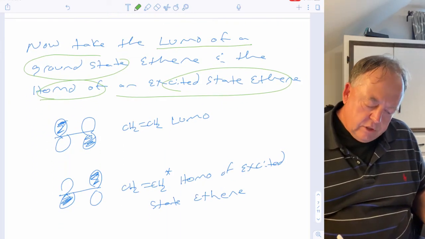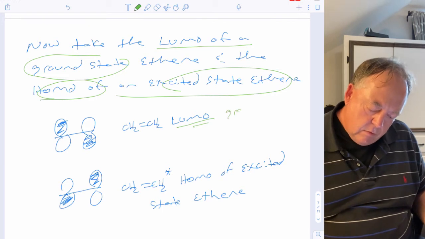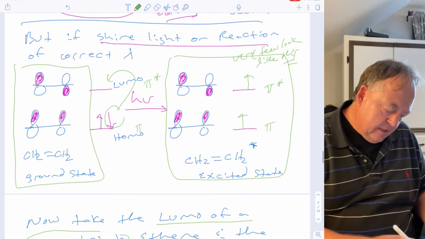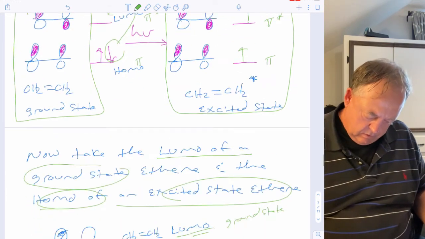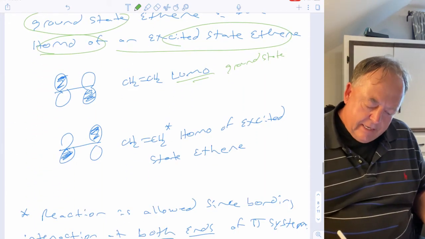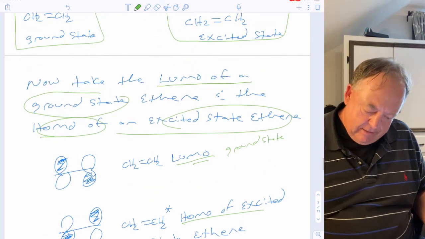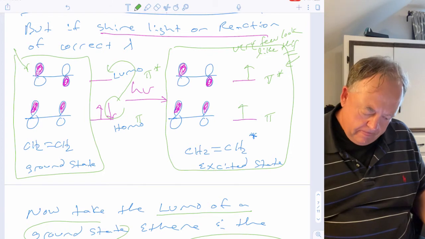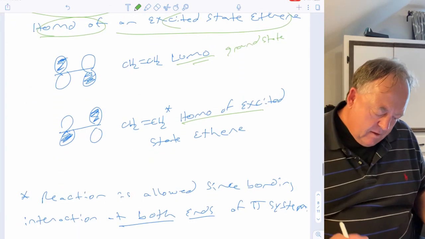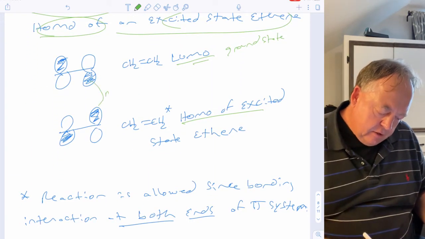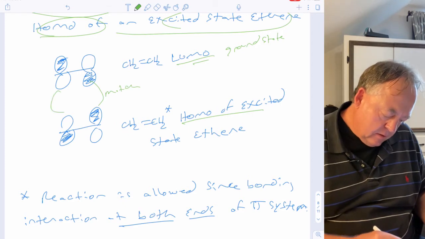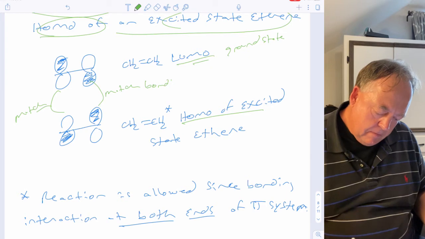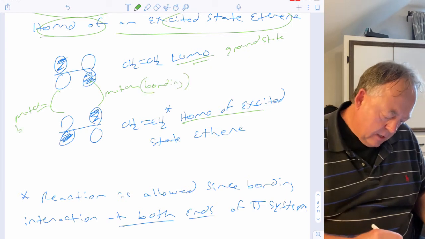So if we take the lowest unoccupied for the ground state, that would be taking this orbital, and we take the highest occupied of the excited state, so that would be taking this orbital for a different molecule. And then now we can see that there's a match and a match, so that's bonding. That's bonding.